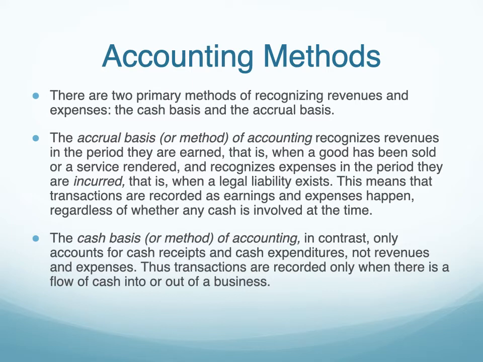This means that transactions are recorded as earnings and expenses happen, regardless of whether any cash has changed hands at the time. The cash basis of accounting, in contrast, accounts only for cash receipts and cash expenditures, not revenues and expenses. Thus, transactions are recorded only when there is a flow of cash into or out of the business.